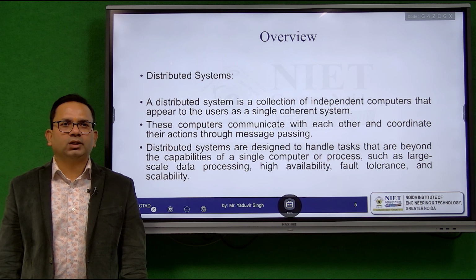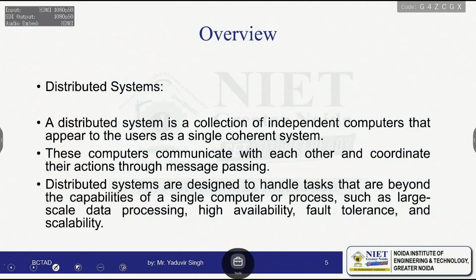The first thing is the distributed system. What is the meaning of a distributed system? I have told you the basic example. You have a collection of independent computers, each having individual processing capability and individual memory. This is the first and foremost thing, and all these machines connected in a distributed environment communicate through message passing.